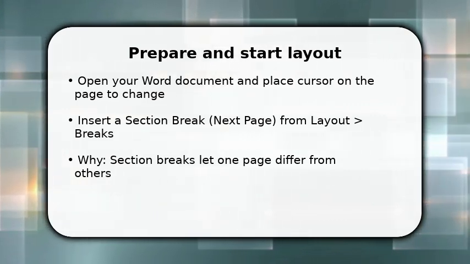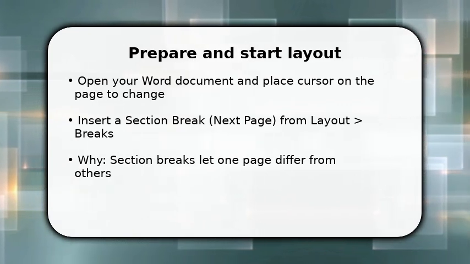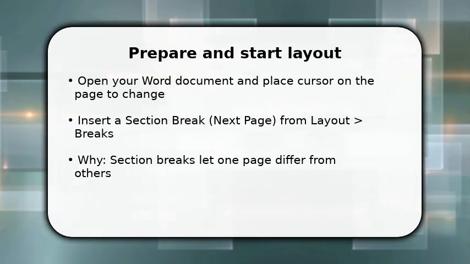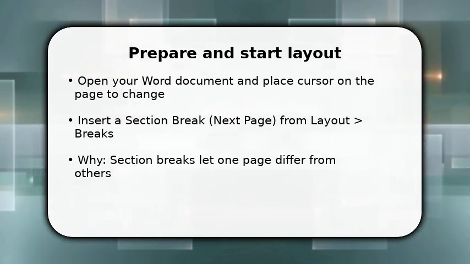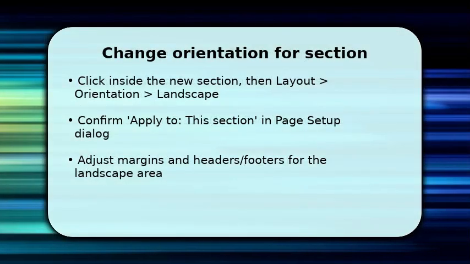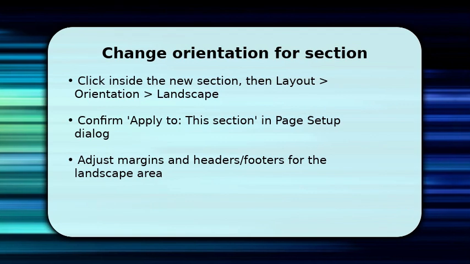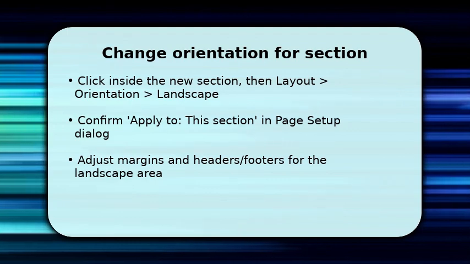You're preparing the document structure now so the single page can use a different orientation without altering the rest of your file. With the cursor inside the section you created, open Layout and choose Orientation, Landscape. Don't stop there. Open Page Setup and confirm Apply to this section so only that page flips. Once set, adjust margins and reposition headers or footers because Landscape widens the text area.